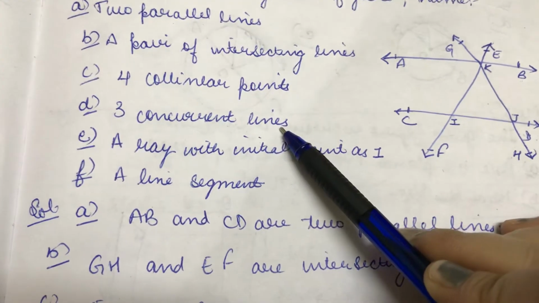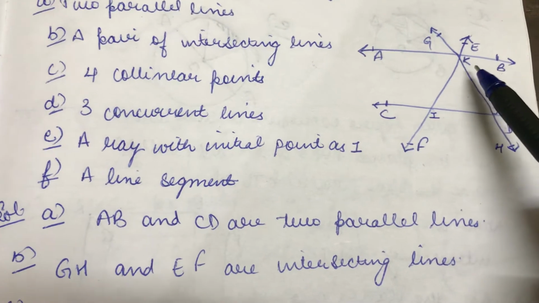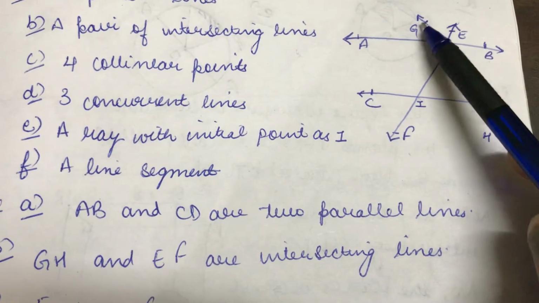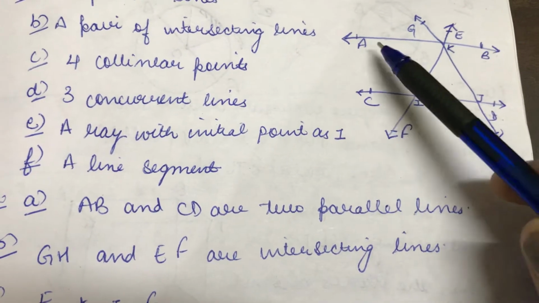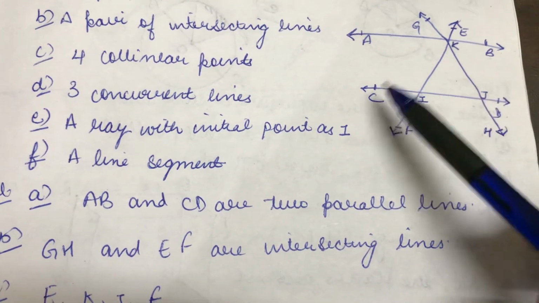Next I want three concurrent lines. Concurrent lines are those which pass through one point. So here G, H, E, F and A, B. They pass through the point K. So these are the three concurrent lines.